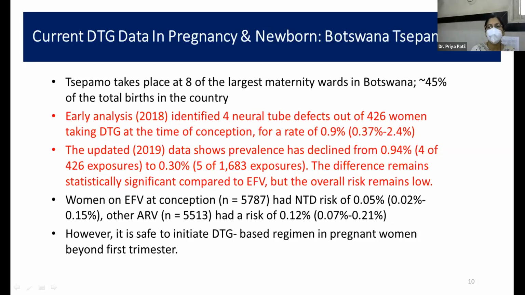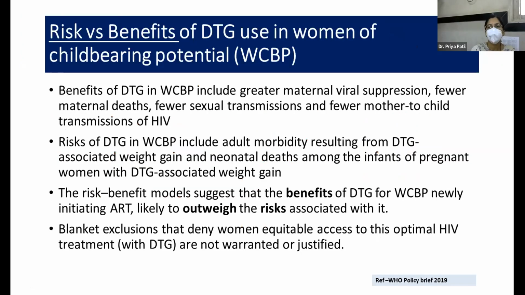So, risk versus benefits of dolutegravir used in women of childbearing potential. Now benefits of dolutegravir include greater maternal viral suppression, fewer maternal deaths, fewer sexual transmissions, and fewer mother-to-child transmissions of HIV. Now, the risks of DTG in women of childbearing potential and pregnant women include adult morbidity resulting from DTG-associated weight gain, and neonatal deaths among infants of pregnant women with DTG-associated weight gain.